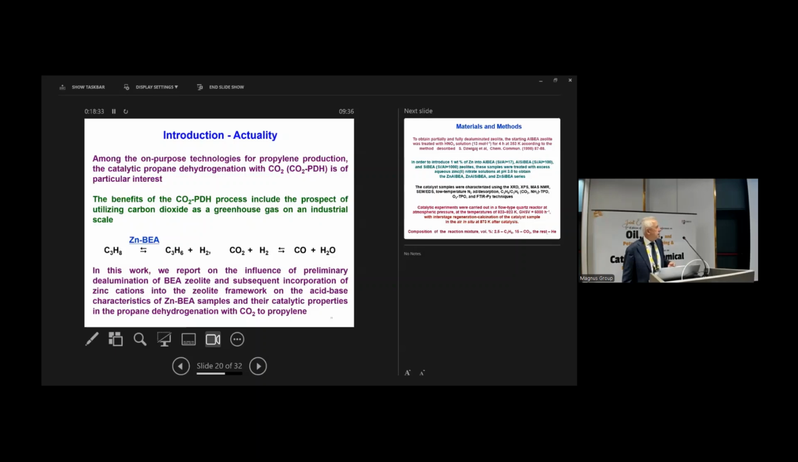So the application of the zinc beta zeolite in this work can show us the influence of the preparation of dealuminated zeolite and incorporation of zinc in the framework position, because when we dealuminate and incorporate zinc, we form different acid-base characteristics in the Zn beta zeolite, and we will see that the catalytic property will be changed as a function of this.